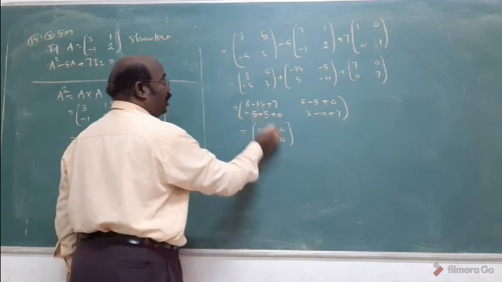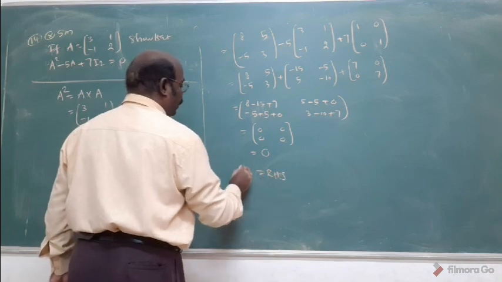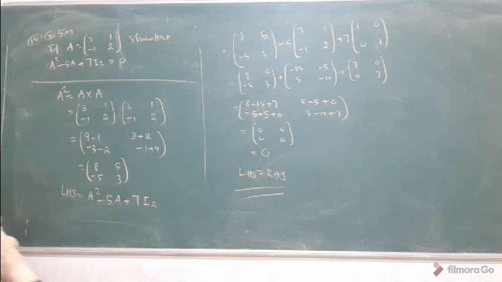This is called the zero matrix or null matrix. That is RHS. So LHS equals RHS. That's all. This chapter, this exercise, all this is over.